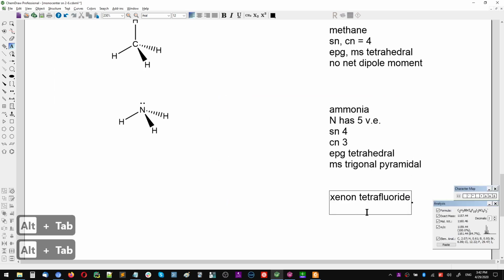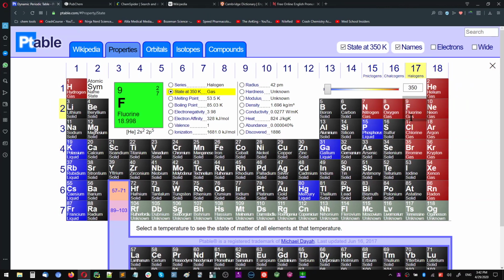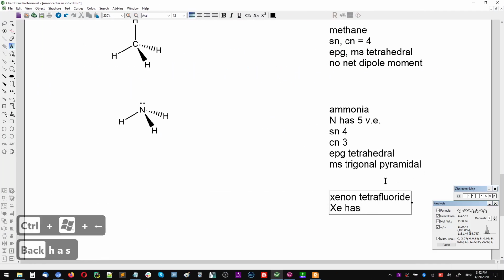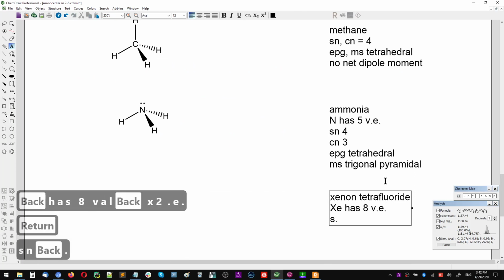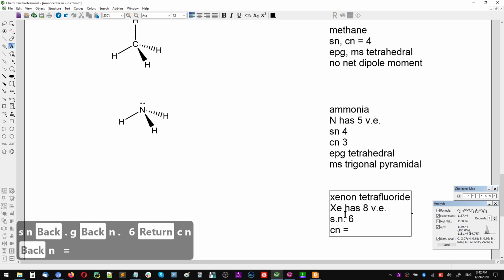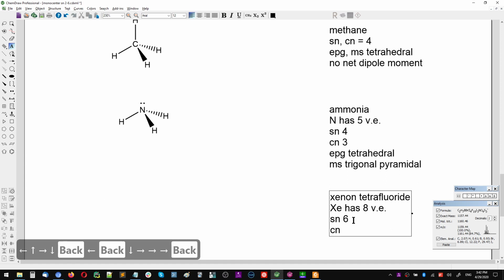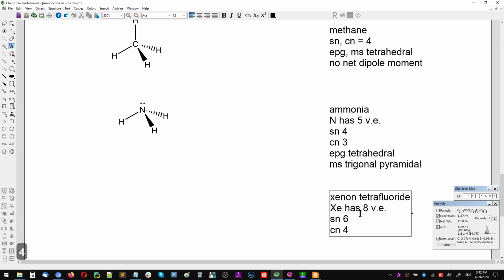Xenon, XE, has 8 valence electrons. The steric number is 6. The coordination number is, I keep having different notations, 4. Okay, we're having an obvious square planar here.